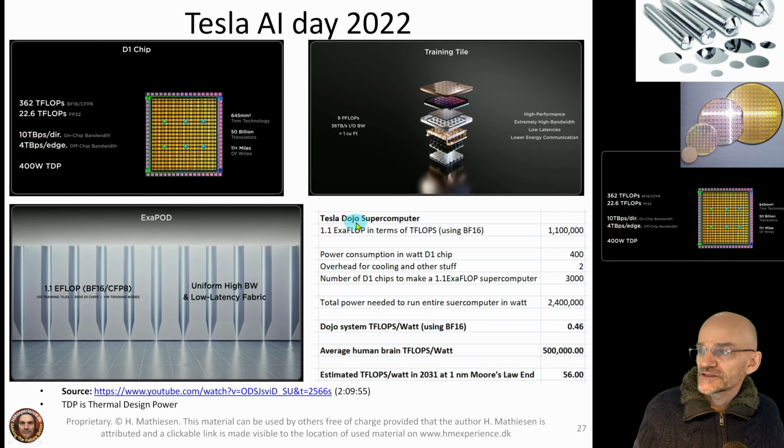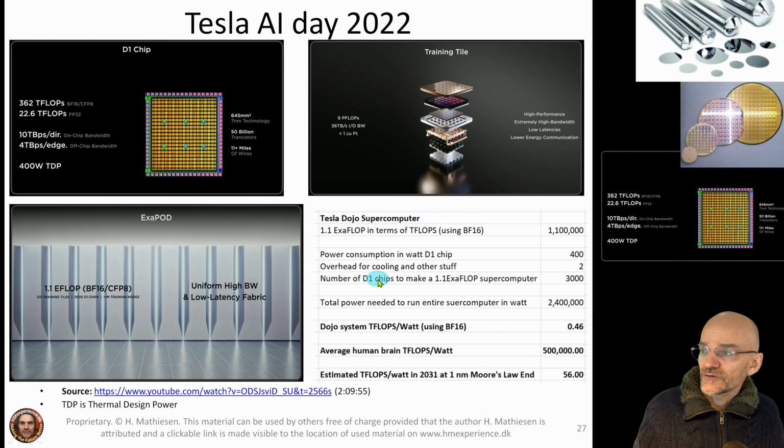So this Tesla Dojo supercomputer has 1.1 exaflops. And in teraflops, that is 1.1 million teraflops. And the power consumption of a D1 chip is 400 watt. I estimate there must be some overhead for cooling and other stuff when you pack it all together and it needs to be cooled and all kind of communication needs to happen, so you need more energy use for that to facilitate communication between these chips.